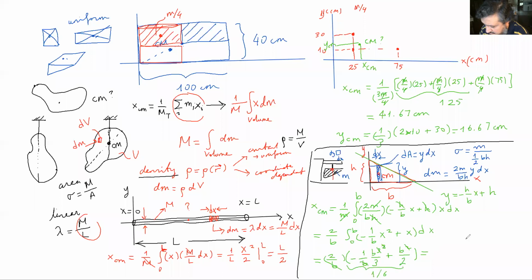There's a 2 in the numerator. The answer is 1/3 of b. That's where your center of mass is. 1/3 of the base, closer to the edge, that way. Okay, I'm gonna stop it here and maybe solve one more example in the next video.